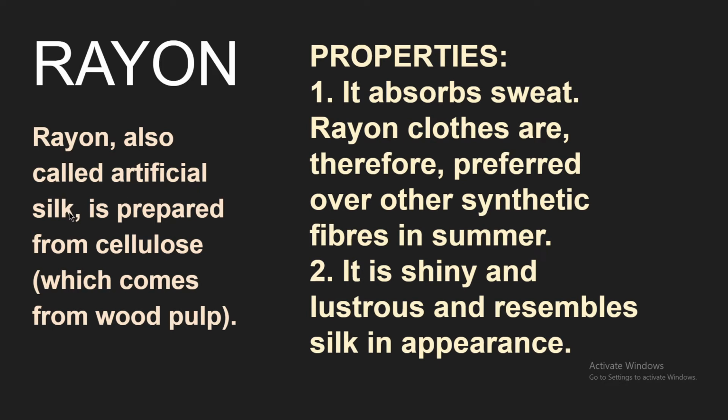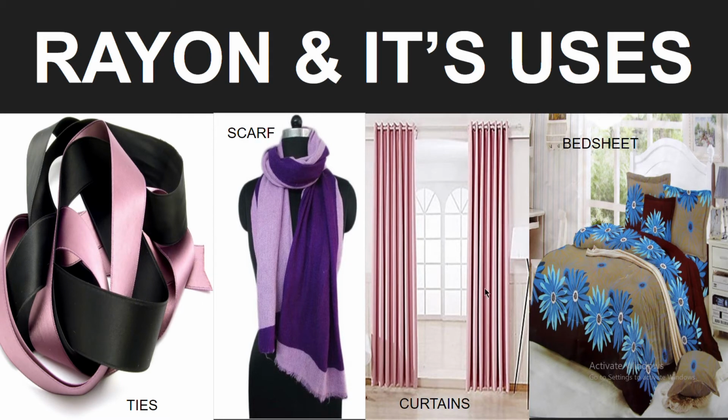Now the next fabric is rayon. Rayon is also called artificial silk. It has a very beautiful texture and it is prepared from cellulose, which comes from wood pulp. So it's a mixed kind of fabric. As for properties, it absorbs sweat. Rayon clothes are therefore preferred over other synthetic fibers in the summers because the best quality is that it is shiny, lustrous as well as absorbent of sweat. So it's quite comfortable to wear. It resembles silk in appearance, which gives it a rich look. Now you can see the different uses of rayon. It is used in ties, which give the impact of silk ties, and in scarves, curtains and bed sheets. These are common uses of rayon.